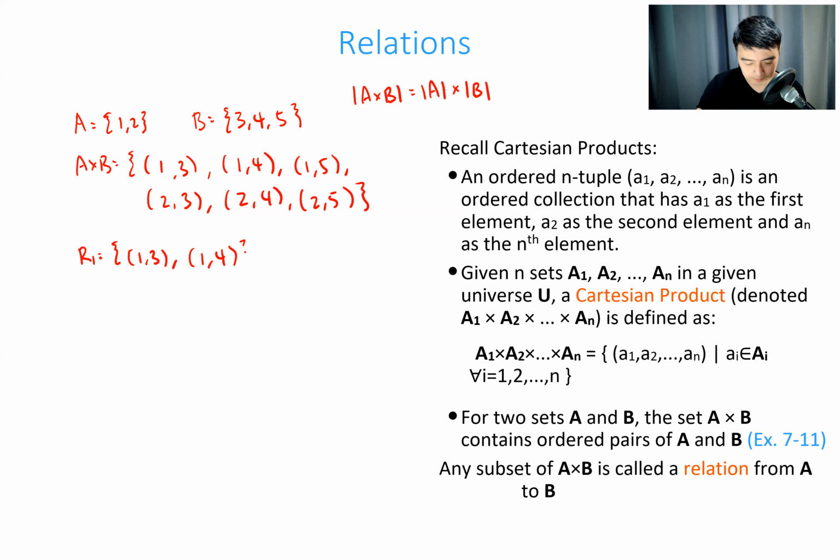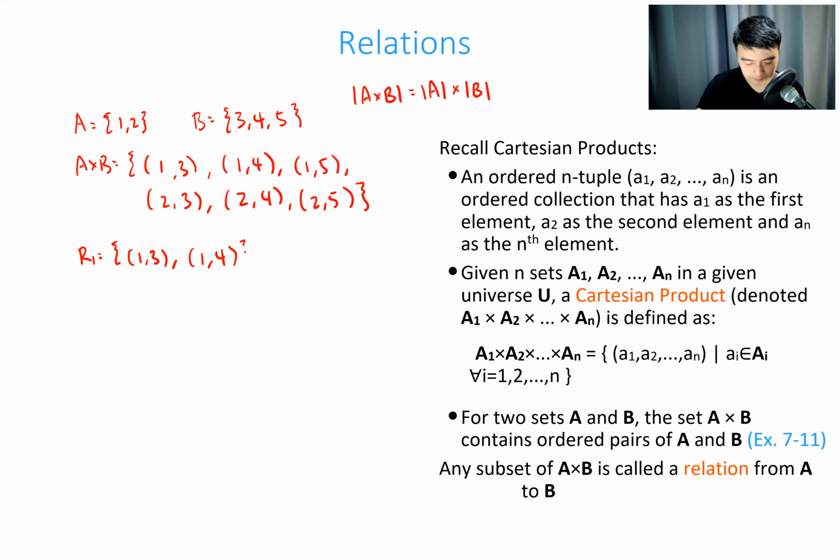Now, this is just an example. I want you to see that this is just one example of a relation from set A to set B. So here's another example. I can say R2. We could have (2, 4), (2, 5), (1, 3), (1, 5), and that's it. All right, so this is another example of a relation.